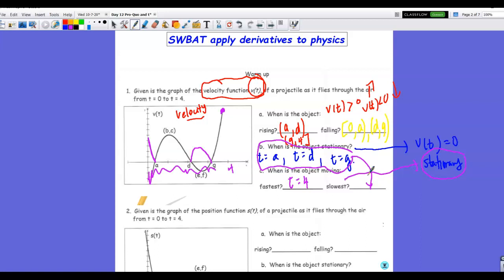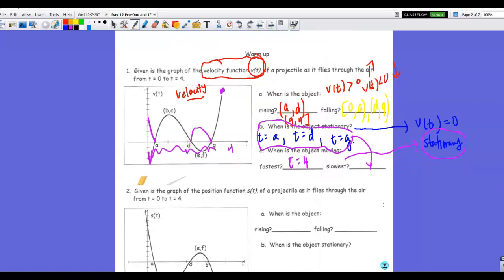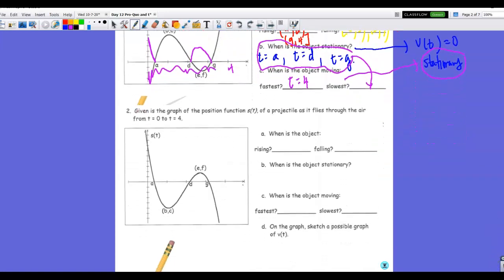Now let's move the graph down and let's look at number 2. In number 2, we have the graph of a position function. So we have to make sure, it's kind of like an Etch-a-Sketch. You have to kind of clear your thoughts.